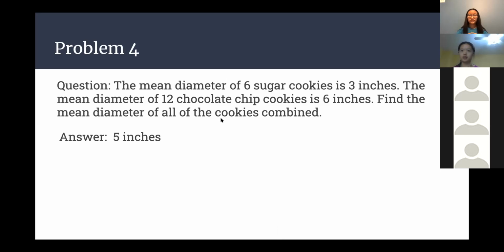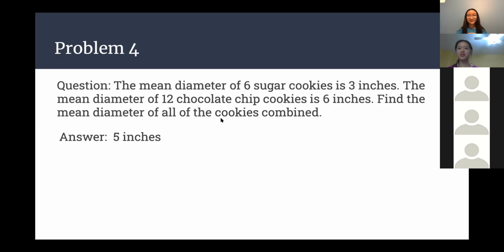The answer to this question is 5 inches. Now, first of all, think about it. If you have 6 cookies with a diameter of 3 inches, and then some cookies with a diameter of 6 inches, how could you get a cookie with a diameter of 36 inches? Just think about that. But yeah, here's how you get 5 inches.